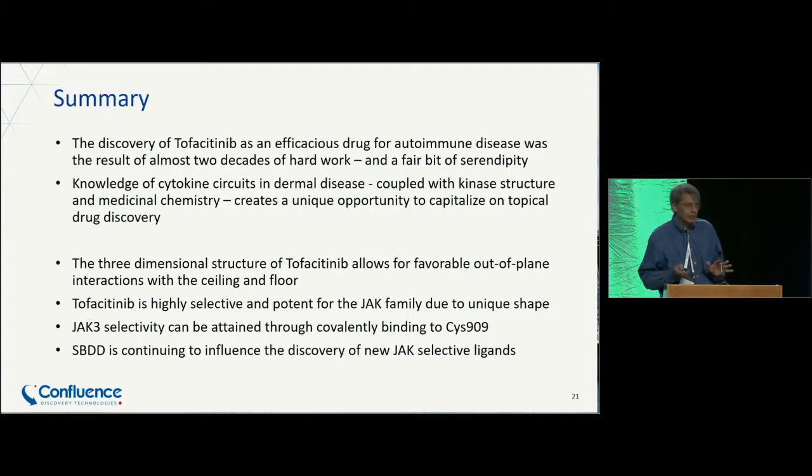From the chemistry perspective, we understand the unique 3D structure of Tofa contributes to its overall potency. That out-of-plane aspect contributes to its potency as well and, more importantly, its selectivity. And it's important to be able to get to that kind of kinase shape. I've also shown that you can take advantage of one residue that's different in JAK3 versus the other JAKs and actually come up with a compound that can be truly selective for JAK3. And so finally, in closing, structure-based drug design can hopefully influence the discovery of JAKs as well as other kinases as we go forward. So thank you.